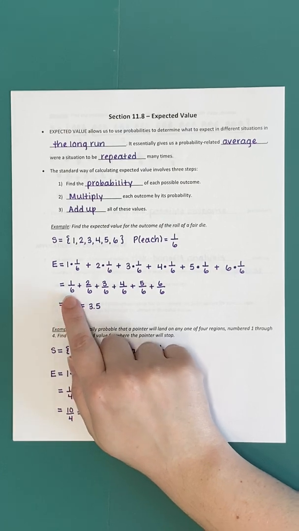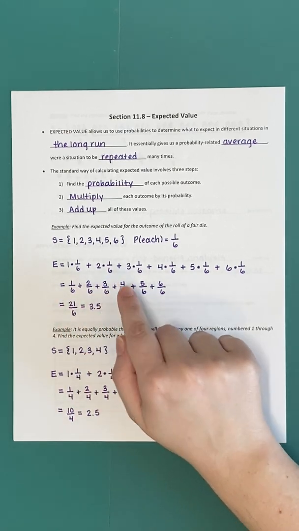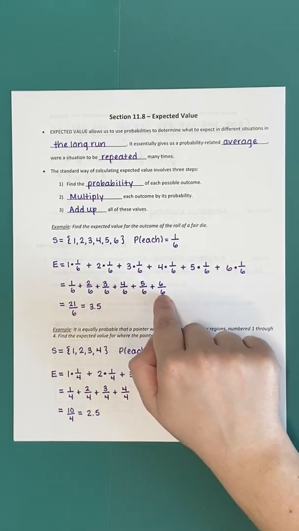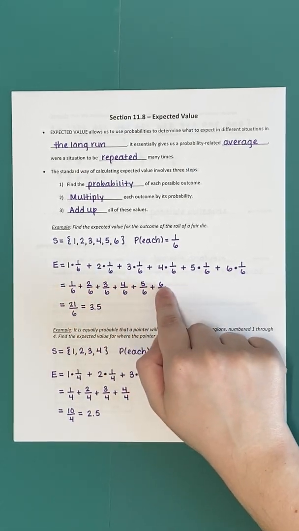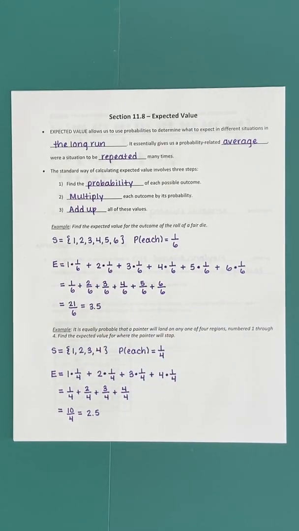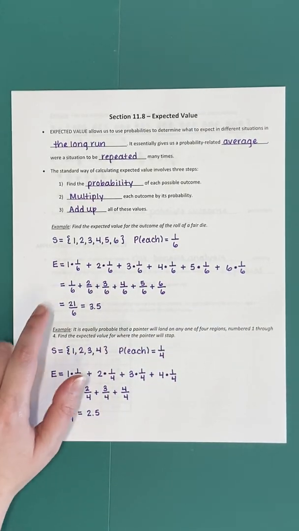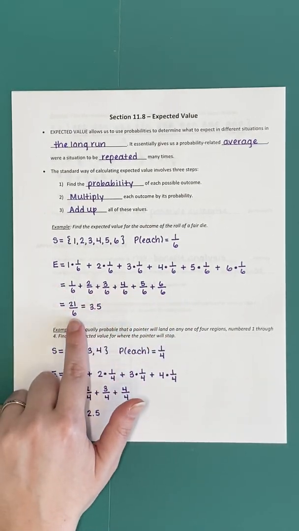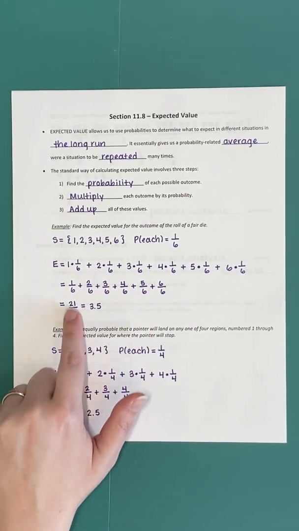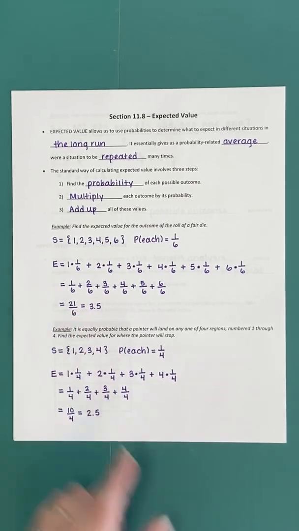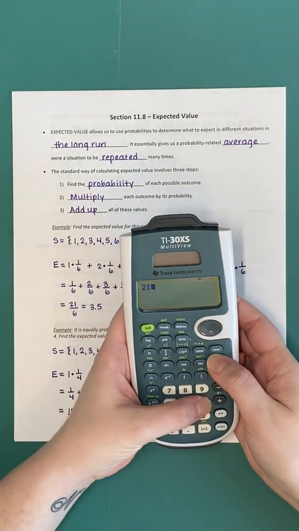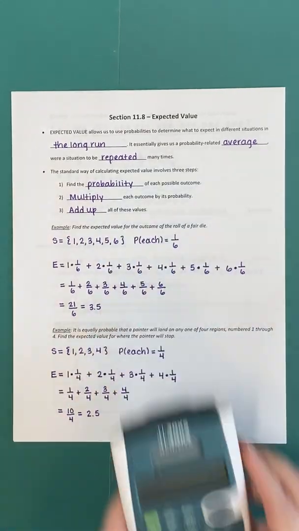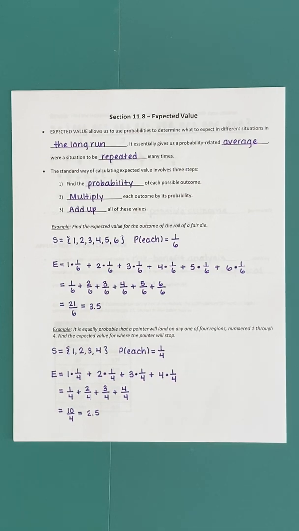Okay, so 1/6 plus 2/6 plus 3/6 plus 4/6 plus 5/6 plus 6/6. Now because these all have the same denominator, I can just add up the numerators. So 1 plus 2 plus 3 plus 4 plus 5 plus 6. That's going to give us a total of 21 out of that common denominator of 6. This is the expected value, but what does that really mean? If you take 21 and divide it by 6, you get 3.5. Okay, so 3.5, what does that actually mean?